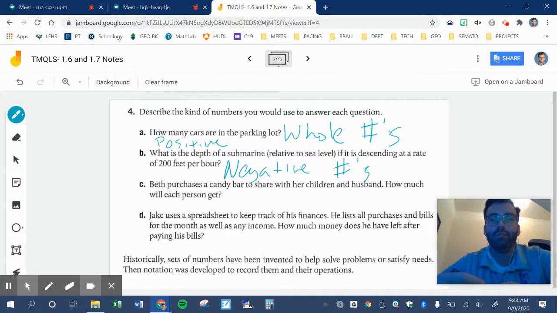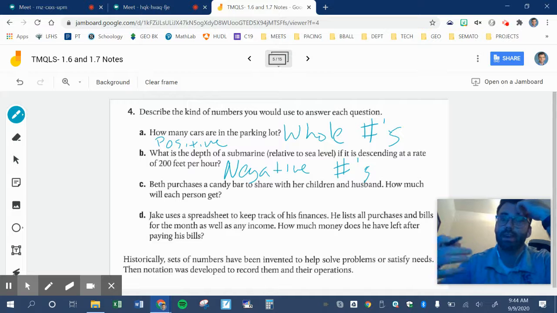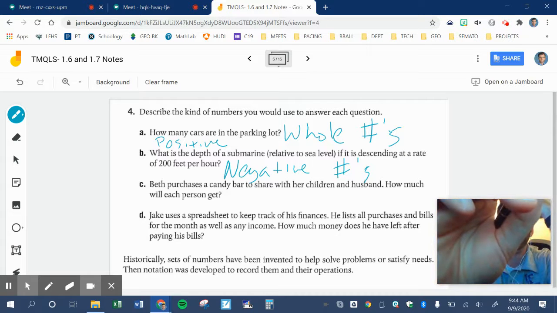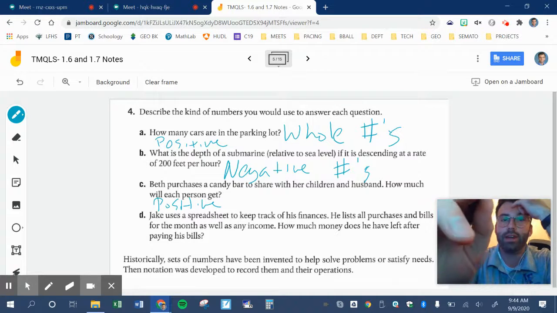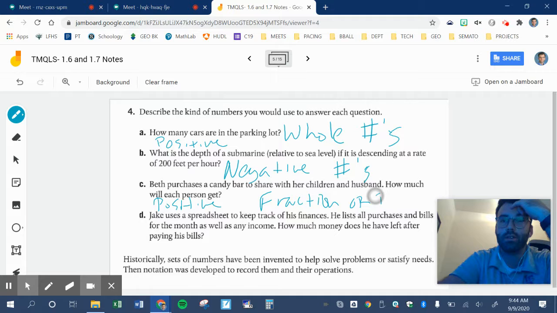All right. Beth purchases a candy bar to share with her children and husband. How much will each person get? Okay, so are these going to be positive? If I'm sharing it, yeah, I have a positive number of candy bar. It doesn't like go away. Well, obviously it goes away once you eat it, but I have the candy, right? So how would I describe it? I'm going to use a fraction or decimal to describe these numbers.